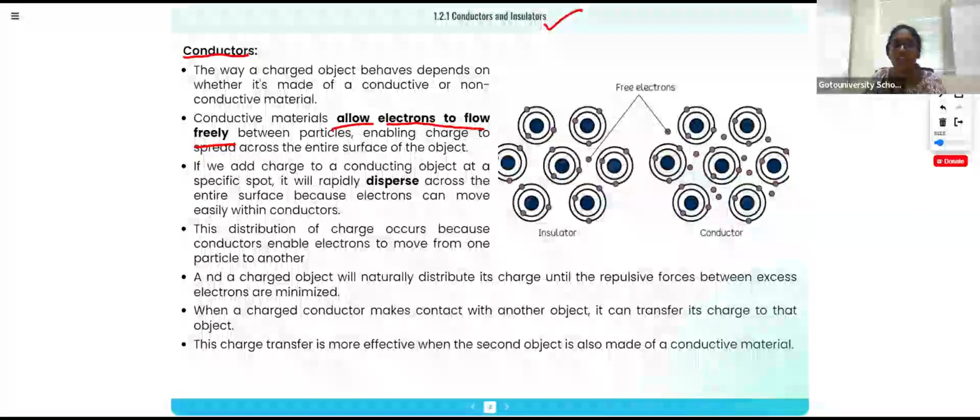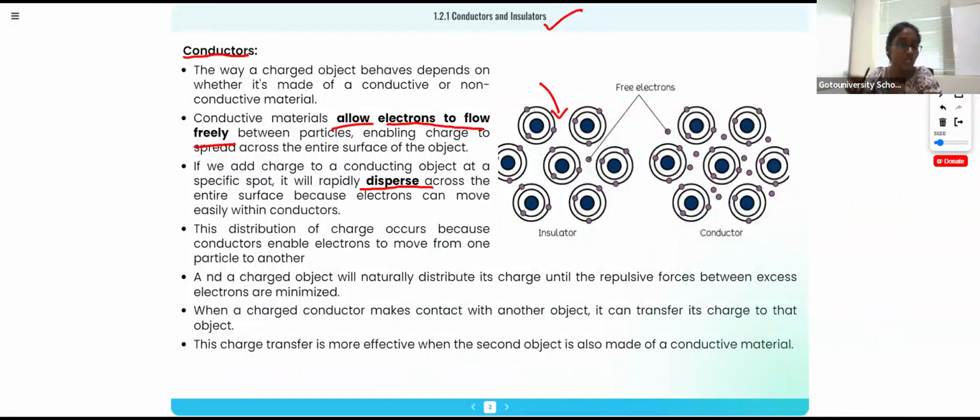See, when we are adding charges to a conducting material, it will disperse through the surface of the material. But in the case of an insulator, what I'm saying is, if I put the electron here, if I'm charging, meaning rubbing, right? Keep it in mind. Whenever I'm saying charging, it means rubbing. So whenever I'm rubbing, the electrons get moved from one place to another place, right?